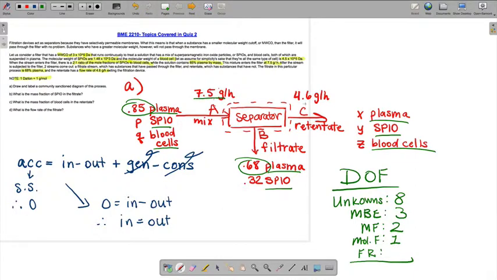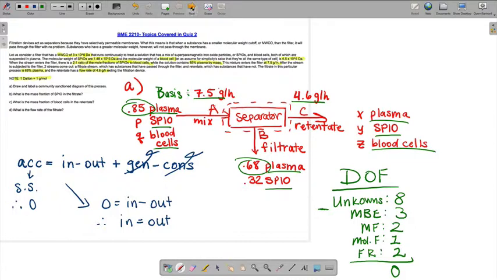And then finally, we are given 2 different flow rates. So that's 2. So we have 8 minus 3 plus 2 plus 1 plus 2. So that's 8 minus 8. So that's 0. So we're perfectly fine. We don't even need a basis because our basis is going to be the 7.5 grams per hour that were given to us.